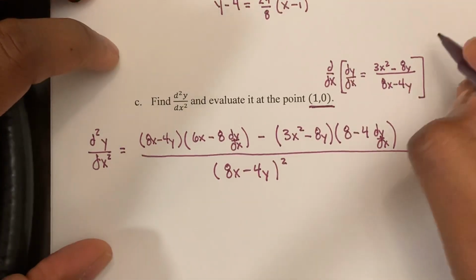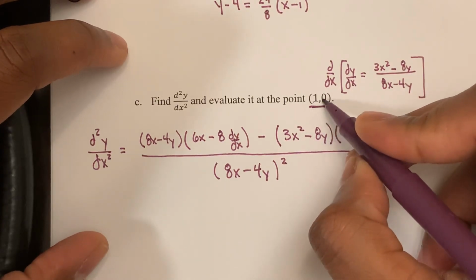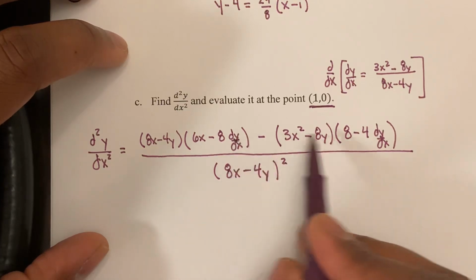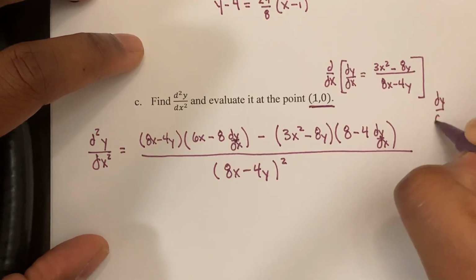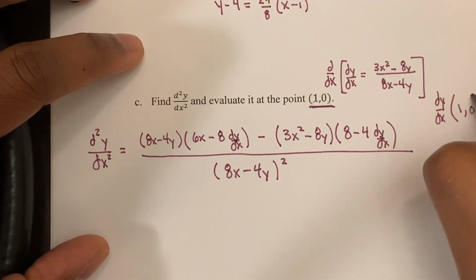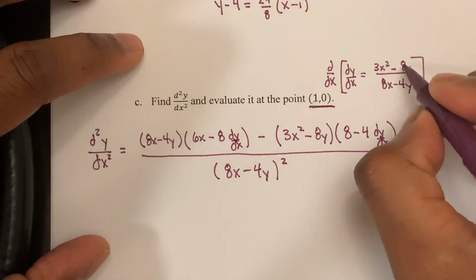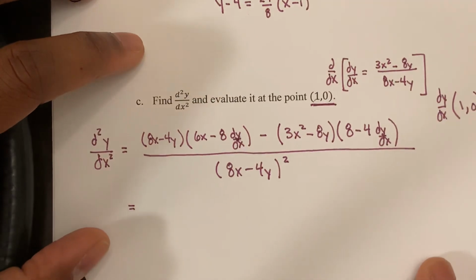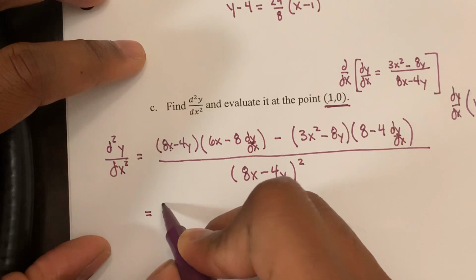From here, it is, in my opinion, advantageous to substitute the point 1, 0 into dy over dx to replace this dy over dx and this dy over dx. So dy over dx at the point 1, 0 is going to be 3 times 1, which is 3. The y part is going to be 0, so we get just 3 over 8. And when we replace the 3/8, I would also put 1 and 0 in for x and y.